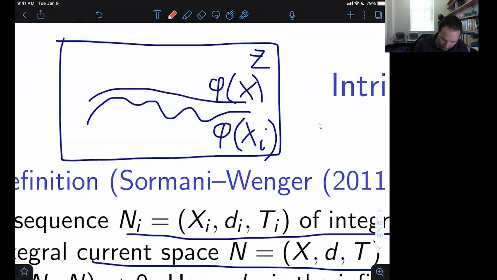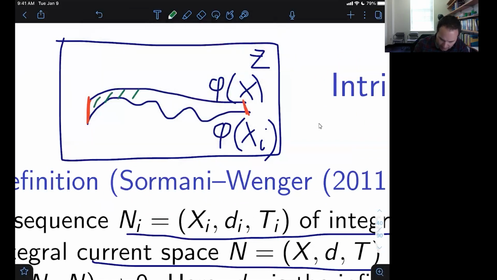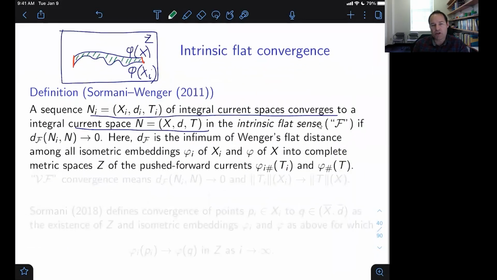The flat distance really looks at the deficit and their boundaries, and then you're trying to fill in between them as much as possible. You're trying to do that as efficiently as possible. This is just modeled on the usual flat distance for currents in Rn. And intrinsic flat convergence means you can do this in such a way so that that flat distance goes to 0.